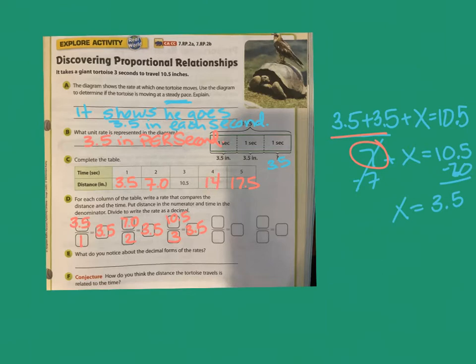For this one, distance 14 over time 4. If I divide 14 divided by 4, I will end up with 3.5. And 17.5 distance over 5 time. 17.5 divided by 5 is, you guessed it, 3.5. So what we learn is that the constant rate of change is 3.5, the unit rate, 3.5 inches per second. So what do we notice about the decimal forms of these rates? They're equal.